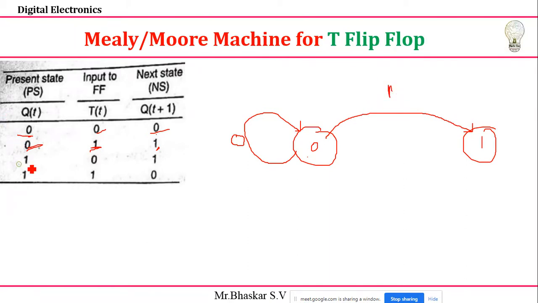Next, third condition: present state value is 1 and next state value is moving to 1, means here only. So next state also is here only. When it happens, the input T value should be 0 only. Next, last condition: this is my present state, it is 1, and it is moving to next state 0. It is moving to here. When it happens, T value is 1. First you write the arcs and you need to represent the input. Based on the input, we are going to write this.